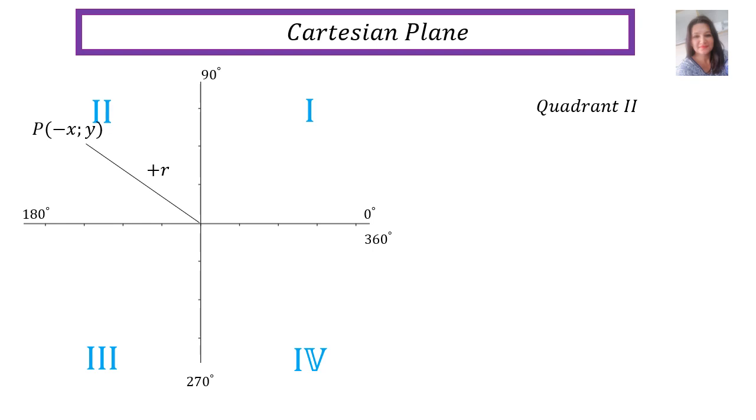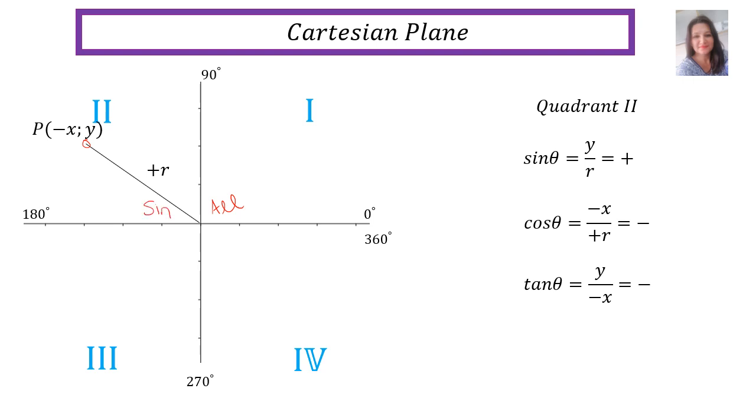Now, in the second quadrant, there's your terminal arm, and there's positive r, and there's your point P. Your point's coordinate will be negative x, y. Now, sin's ratio is y over r, therefore positive. That means in the second quadrant, sin is positive. Cos's ratio is minus x over r, therefore negative. Cos is negative in the second quadrant. Tan theta is y over minus x, which is negative. Therefore, the only function that is positive in the second quadrant is sin. So we've got all of them positive in the first quadrant, and now only sin is positive in the second quadrant.